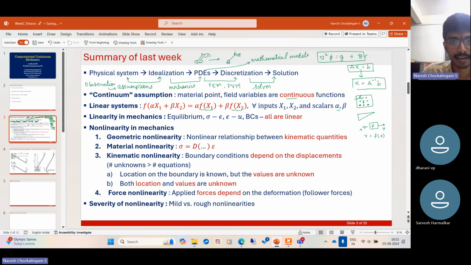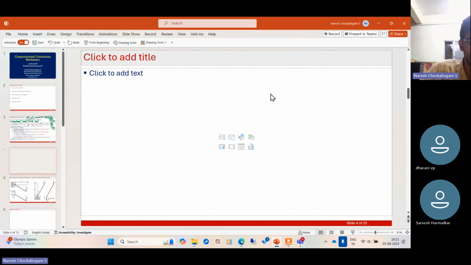In mechanics, there are various levels of relationships. One is equilibrium: the sum of all forces at a point has to be zero, and the sum of all moments has to be zero. Then we have the stress-strain relations, then the strain-displacement relations, and we have boundary conditions. For a problem to be linear, for a structure or solid to be linear, we want all of these relations to be linear. So here, let me take the example of a cantilevered beam.